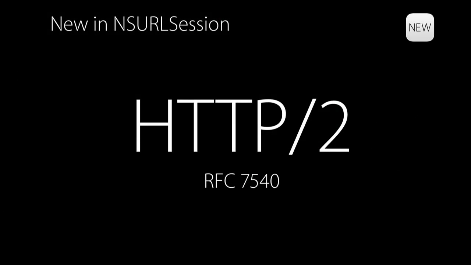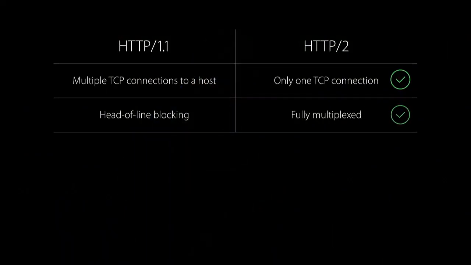Let's take a look at the key differences between HTTP 1.1 and HTTP 2. As opposed to HTTP 1.1, HTTP 2 opens only one TCP connection to a host. It is network-friendly and requires fewer system resources on both the client and the server. HTTP 2 is fully multiplexed. That means that a new request does not need to wait until the server sends the response for the previous request. HTTP 2 has request priorities, so that more important resources can be delivered at a higher priority to the client.